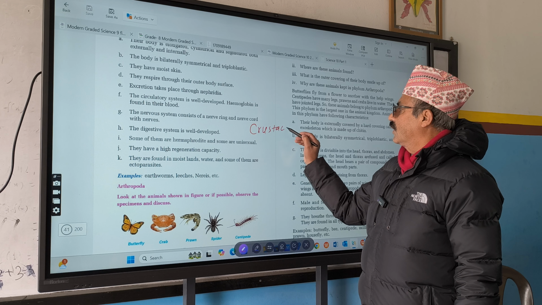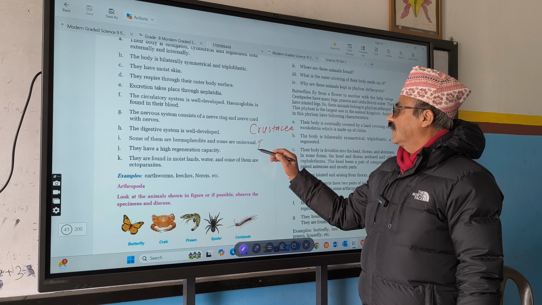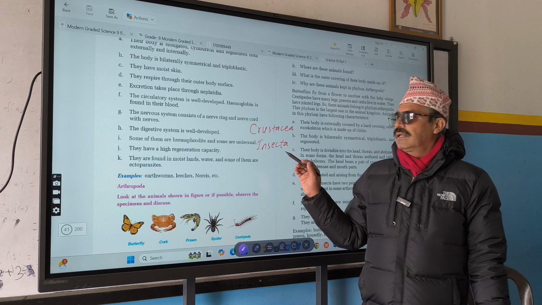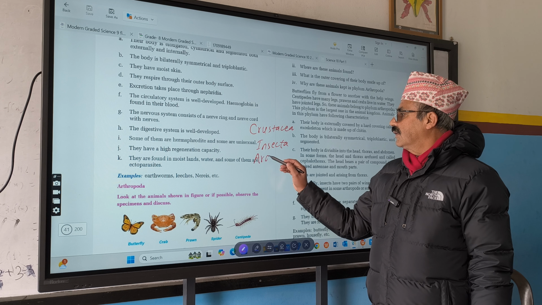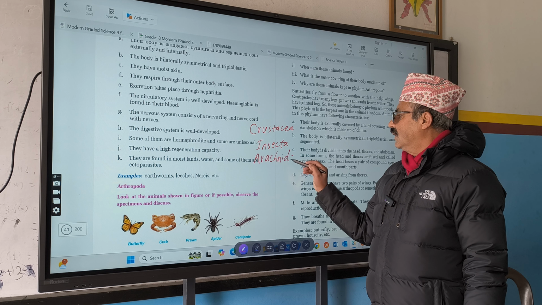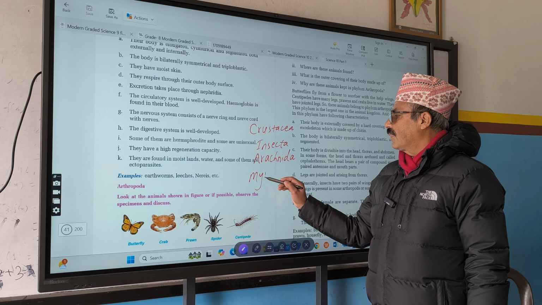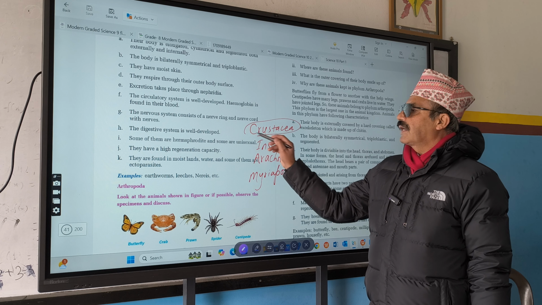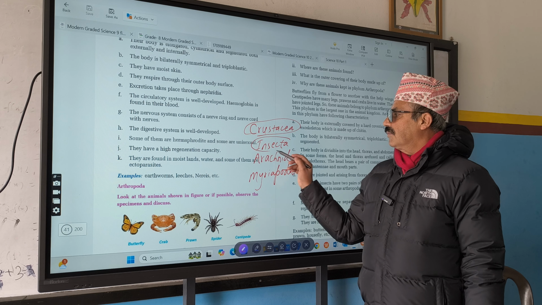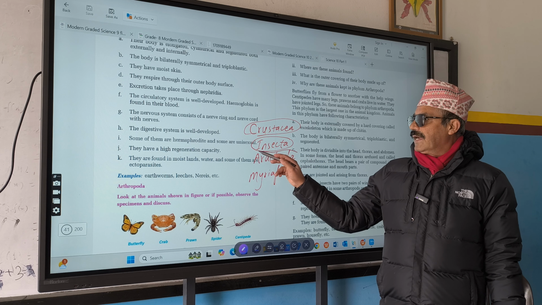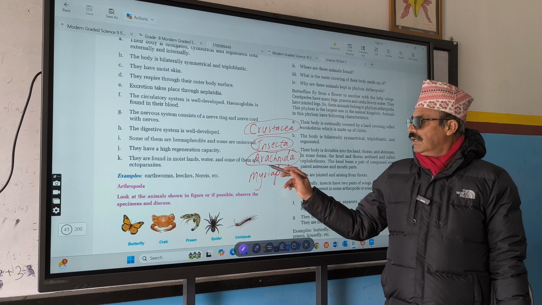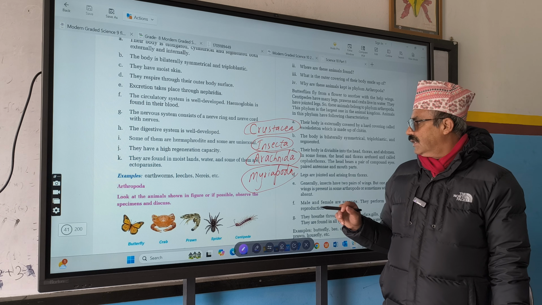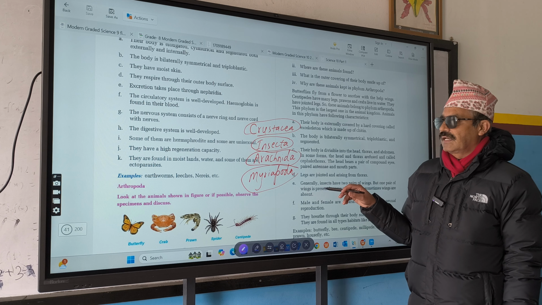Crustacea, Insecta. Next one, Arachnida, Myriapoda. Crustacea, crab. Insecta, butterfly. Arachnida, spider. Myriapoda, centipede, millipede, etc. So separately we are not going to discuss their characteristics now.